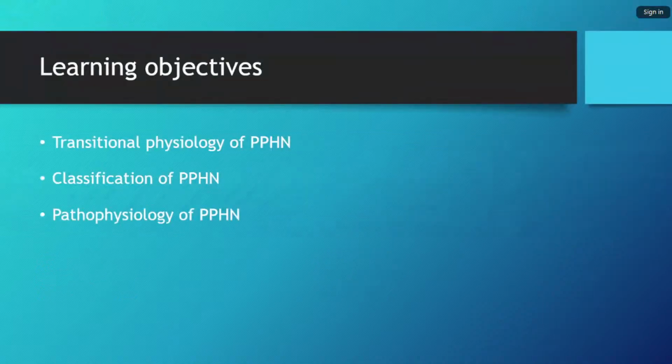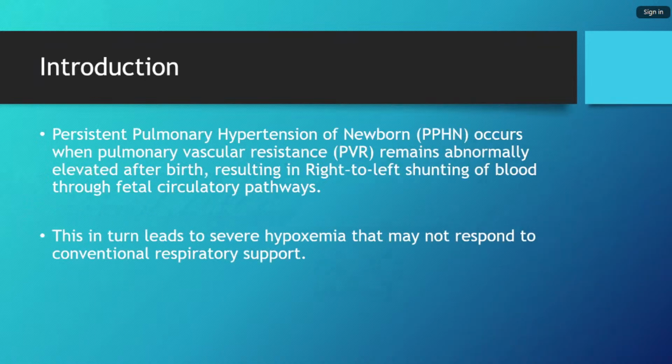Learning objectives. First is transitional physiology of PPHN, its classification, and pathophysiology of PPHN. Introduction. What is PPHN? PPHN is persistent pulmonary hypertension of newborn, which occurs when there is increased pulmonary vascular resistance even after birth, resulting in right to left shunting of the blood through fetal circulatory pathways. This in turn leads to severe hypoxemia that may not respond to conventional respiratory support.